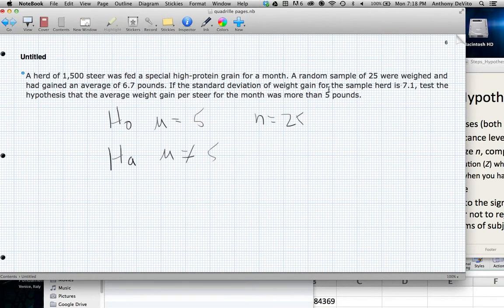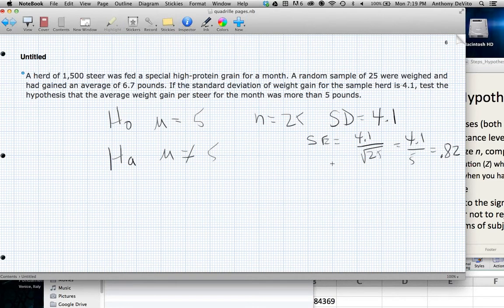I'm going to change one more thing here. I'm going to make the standard deviation 4.1 instead of 7.1. Our standard deviation for our sample was 4.1. What's our standard error? It's going to be equal to 4.1, substituted for our sigma since we don't know what sigma is, over the square root of 25, which is 4.1 over 5. What's that? 0.82. That's our standard error.